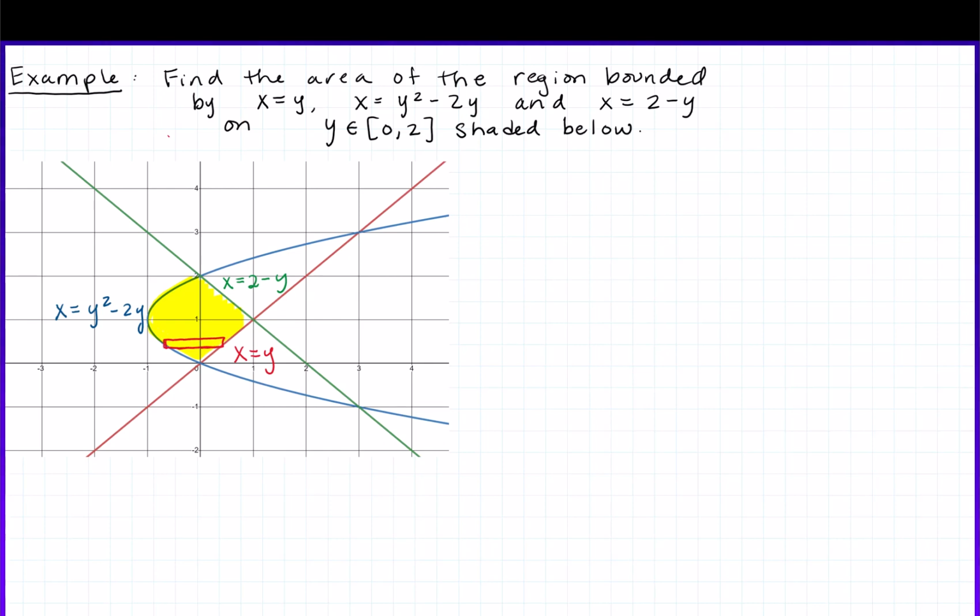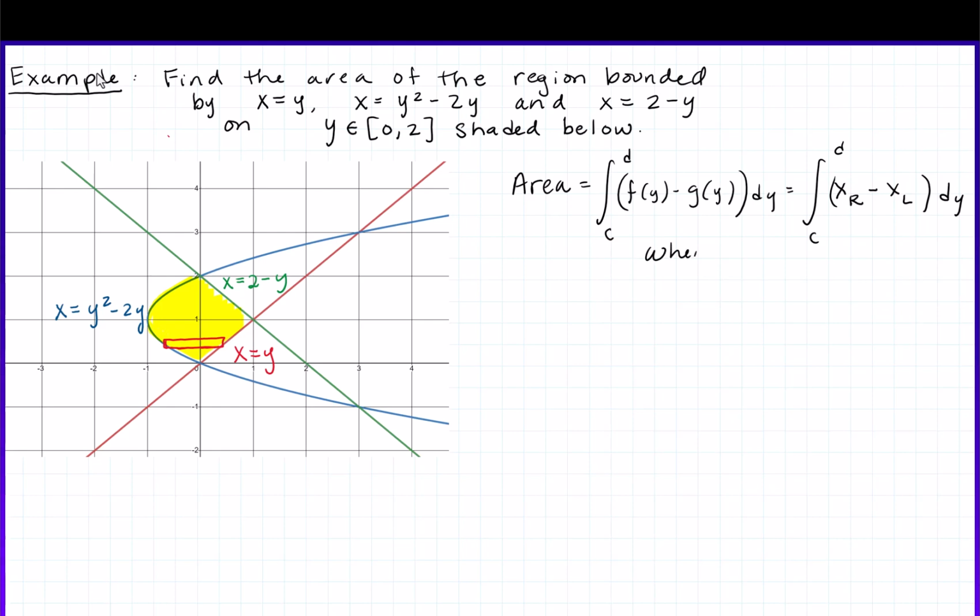Because if we're doing a horizontal orientation for finding areas, let's remember that our formula says we find the area by integrating from c to d of f of y minus g of y dy, just reiterating the formula we derived in the last video. So that's the integral of the function on the right minus the function on the left with respect to y. Remember, f of y is greater than or equal to g of y on the interval for y from c to d.